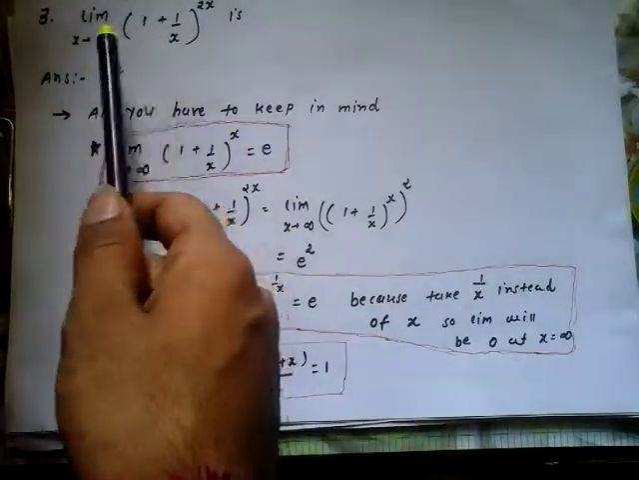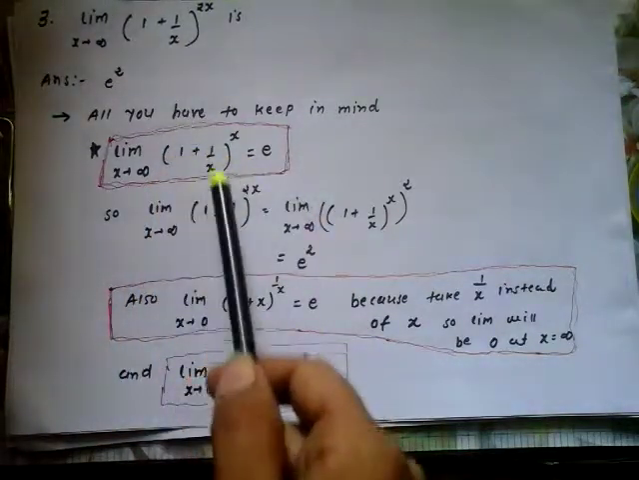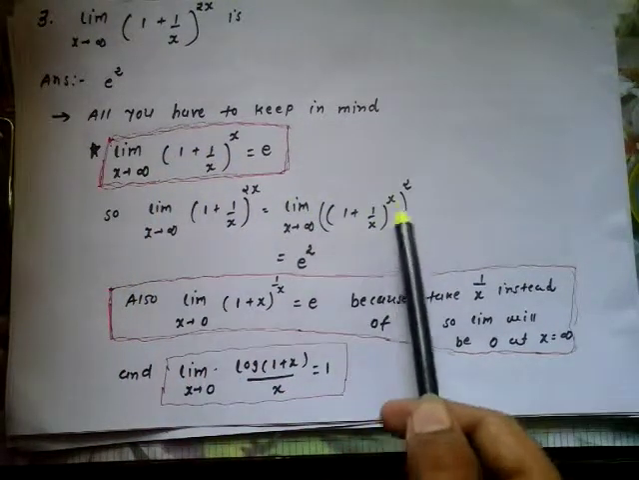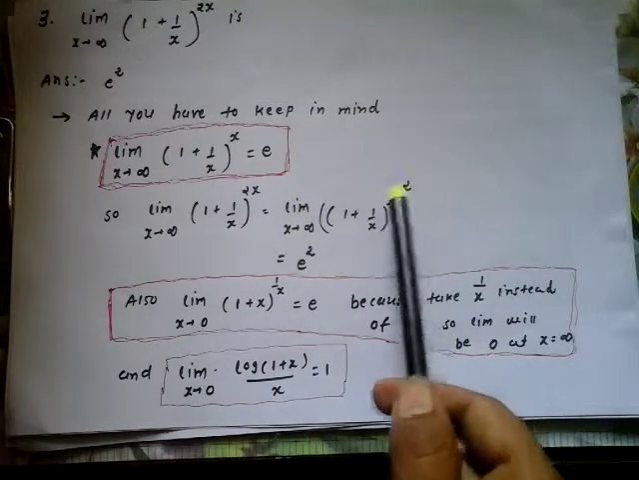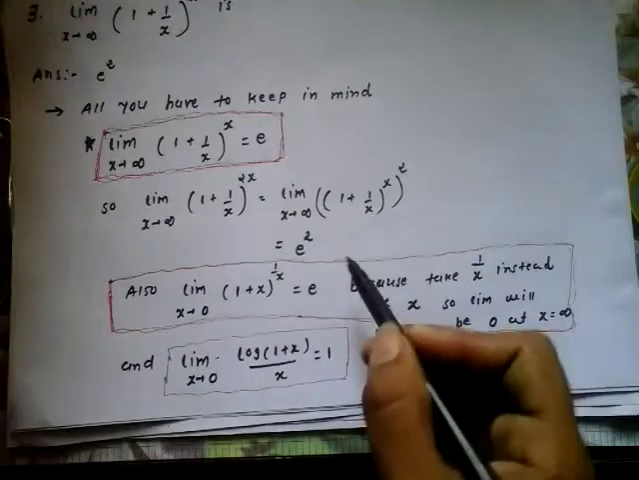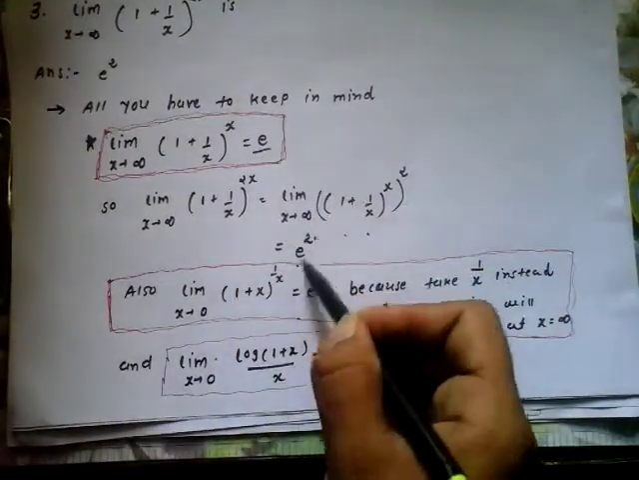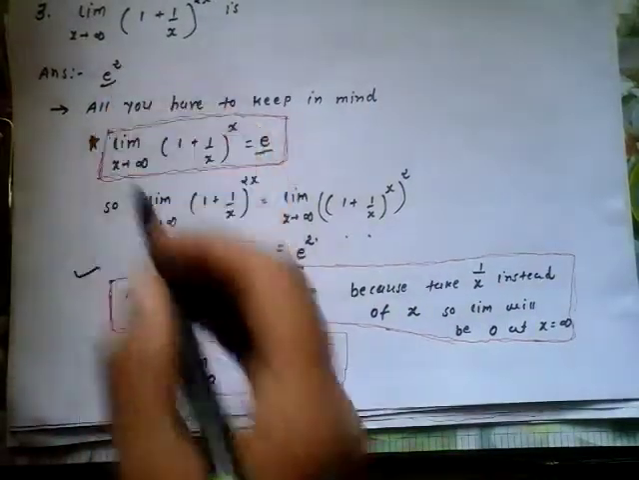Then our limit is (x plus 1 upon x) raised to 2x. So we can write it as ((x plus 1 upon x) raised to x) squared. But the limit as x tends to infinity of (x plus 1 upon x) raised to x is e. So our answer will be e square. Got it?